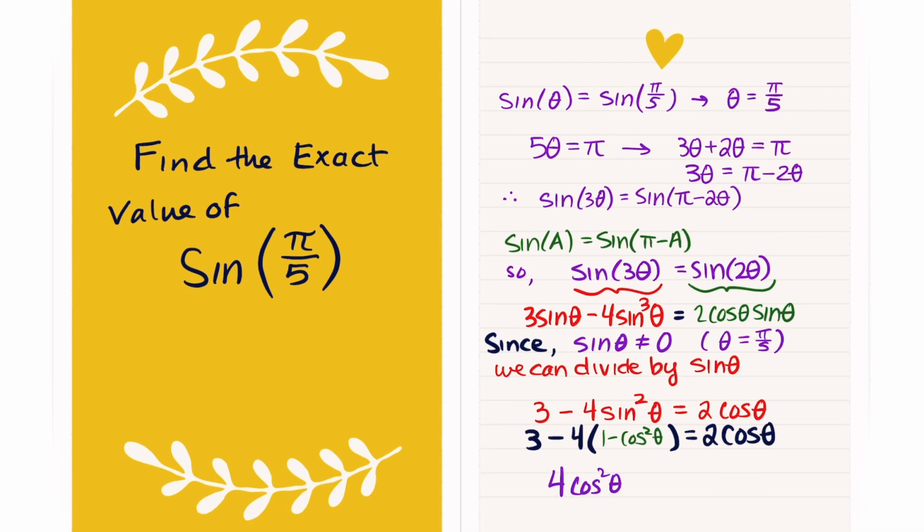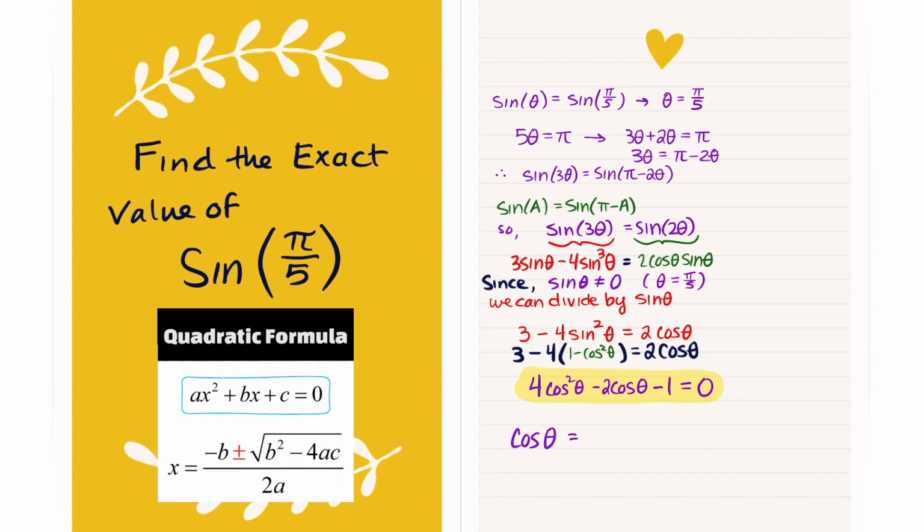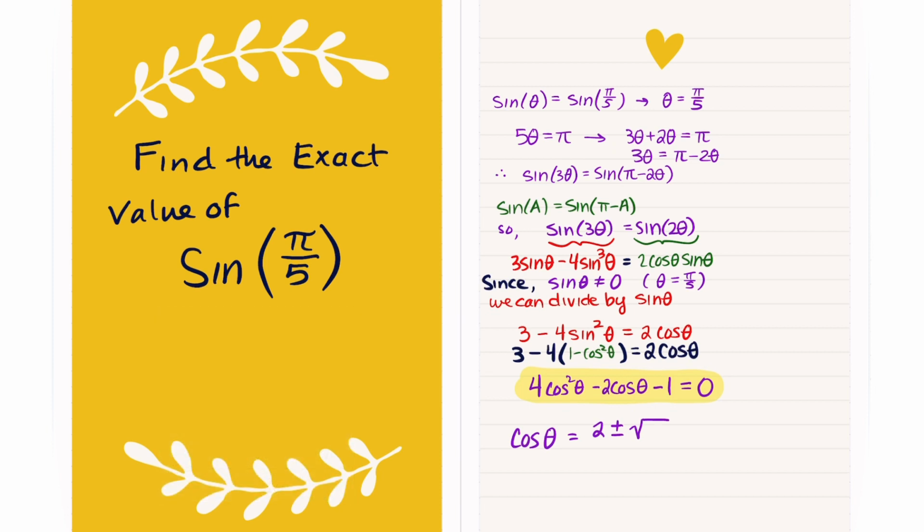Then, doing a little distribution and rearranging of terms, we will find that this equation, 4 cosine squared theta minus 2 cosine theta minus 1 equals 0, is in the form of a quadratic equation. Quadratic equations can be solved using the quadratic formula. So we can write that cosine theta is equal to 2 plus or minus the square root of 20, all divided by 8.